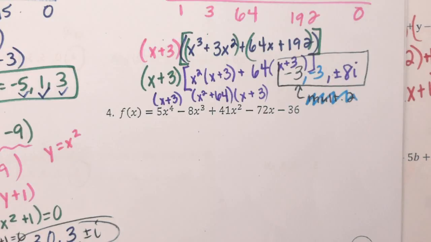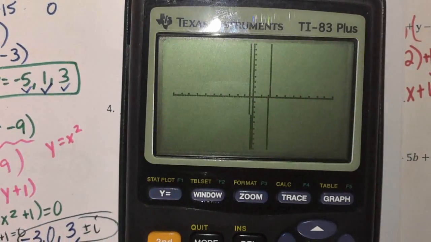So 5x to the 4th minus 8x to the 3rd plus 41x squared minus 72x minus 36. I don't know about you, but that is not a W.